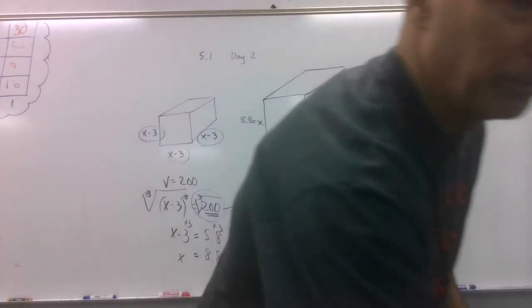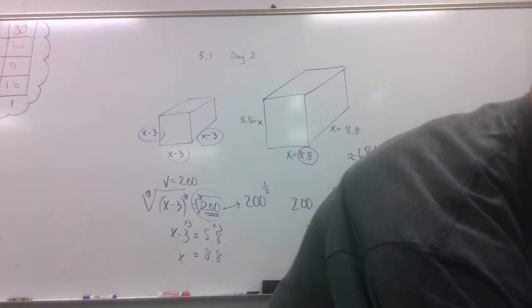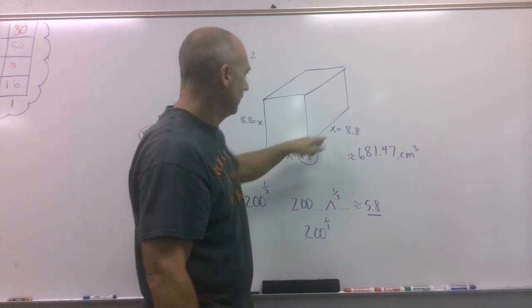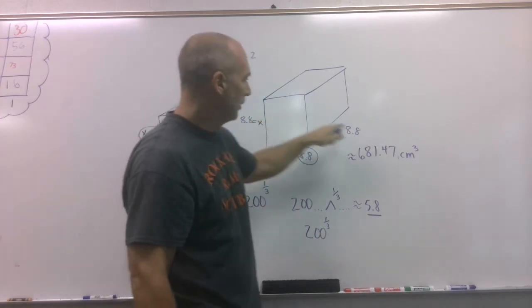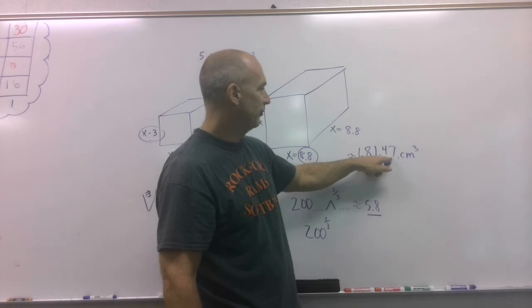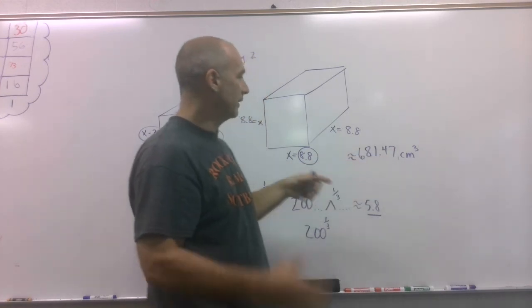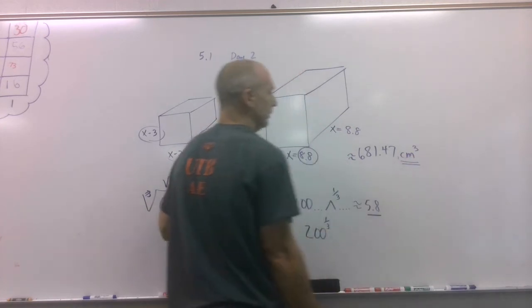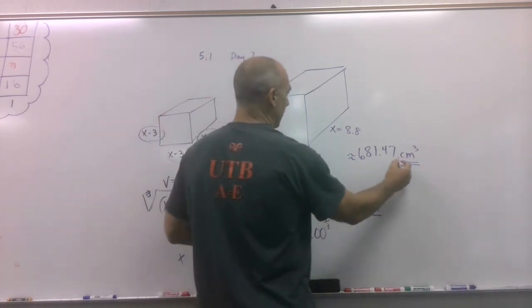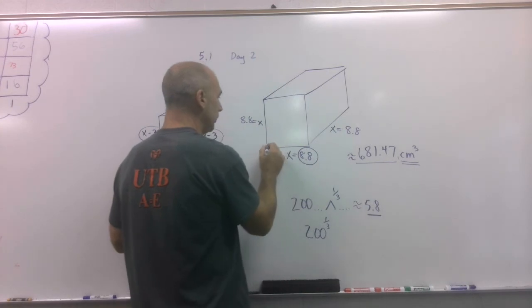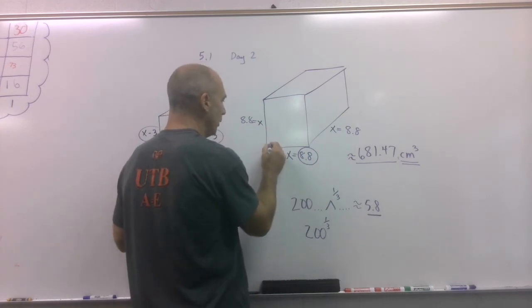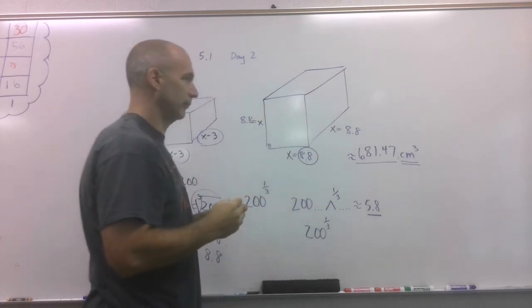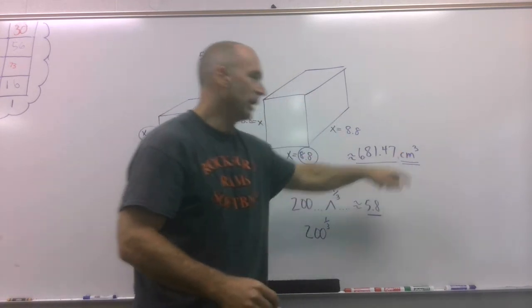So I'm not going to bore you with me doing that. Grand finale. So 8.8 times 8.8 times 8.8 gives me approximately 681.47. But remember, we're finding the volume. The volume's in terms of cubic units. So that means there's 681 little tiny 1 by 1 by 1 cubes packed in there. So that's why we have to say cubic units.